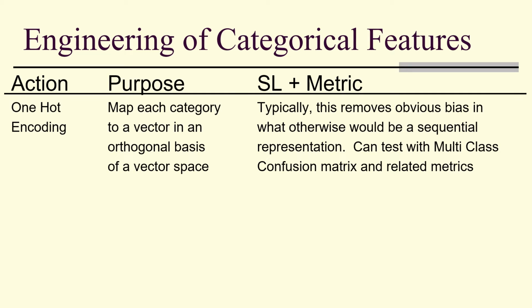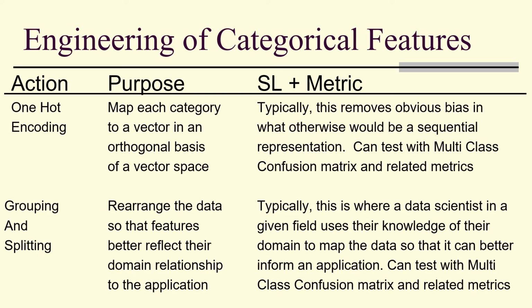So engineering of categorical features, we did one-hot encoding. We were trying to map each category to a vector in an orthogonal basis of a vector space. So supervised learning and metric used. Typically, this removes an obvious bias in what would be a sequential representation, and we can test it using a multi-class confusion matrix and related metrics. Grouping and splitting, rearranging data so that features better reflect their domain relationship to the application. Now this is where you're going to have knowledge of the actual domain. You'll need to be a scientist, not just somebody that knows data. And typically you can test with a multi-class confusion matrix.